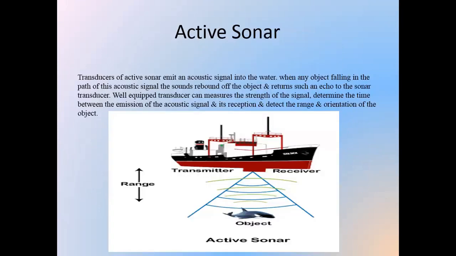Now I will tell you the types of sonar. Generally, two types of sonar are used for detecting objects beneath the sea. Number one is active sonar. Number two is passive sonar.